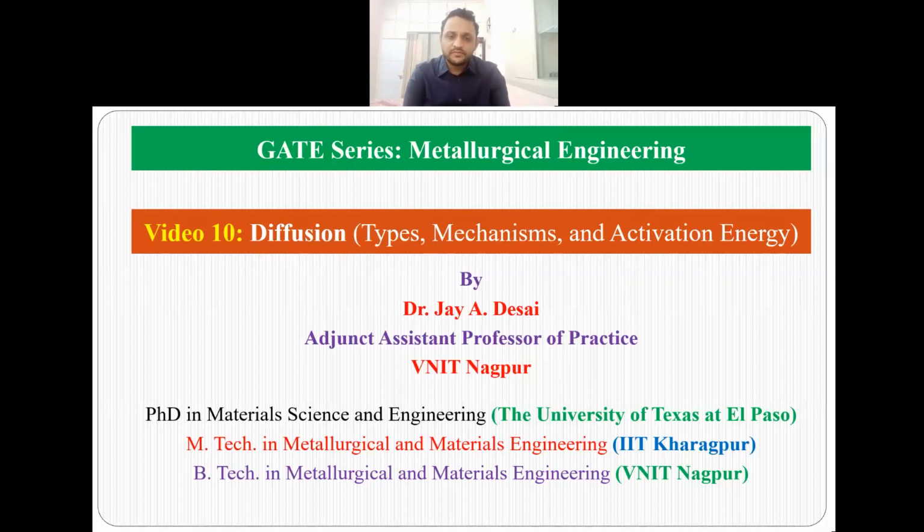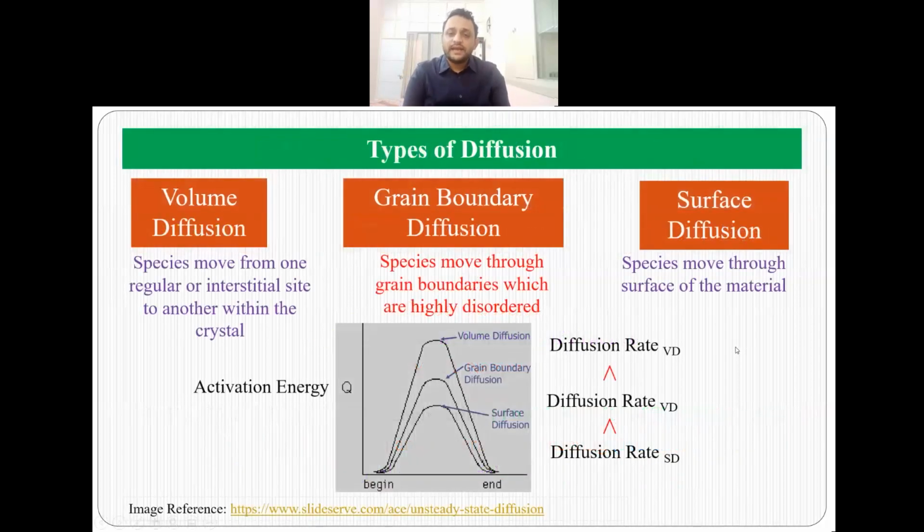In this video, I am talking about diffusion, types, mechanisms, and activation energy. There are three types of diffusion: volume diffusion, grain boundary diffusion, and surface diffusion. In volume diffusion, species move from one regular or interstitial site to another. And this movement occurs within the crystal, and that is why it is called volume diffusion.